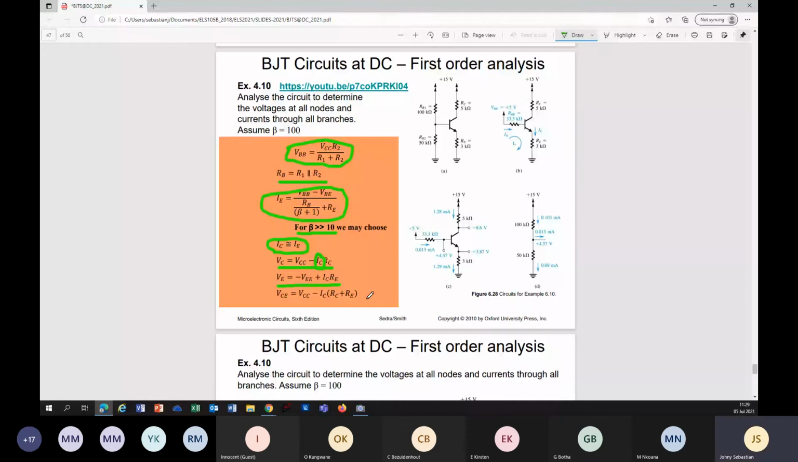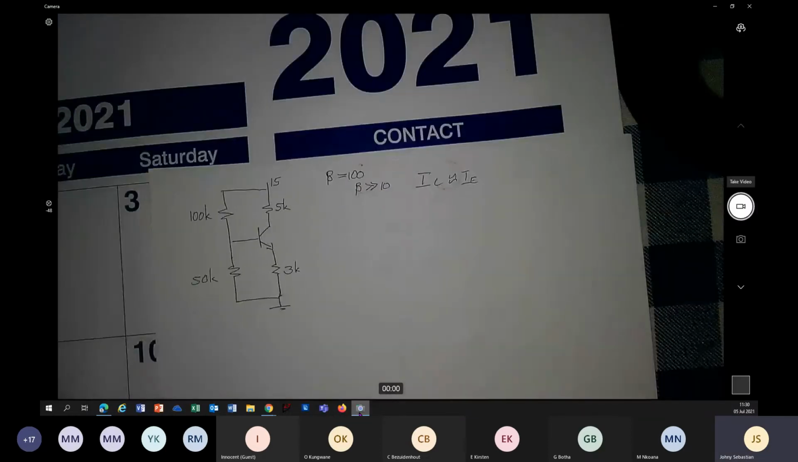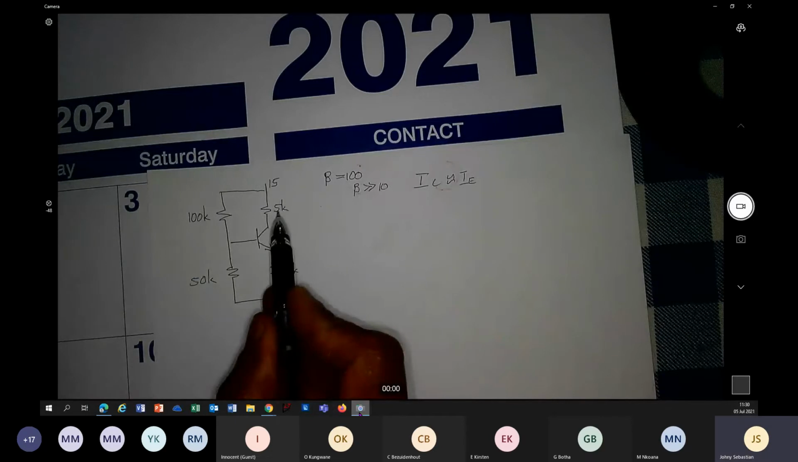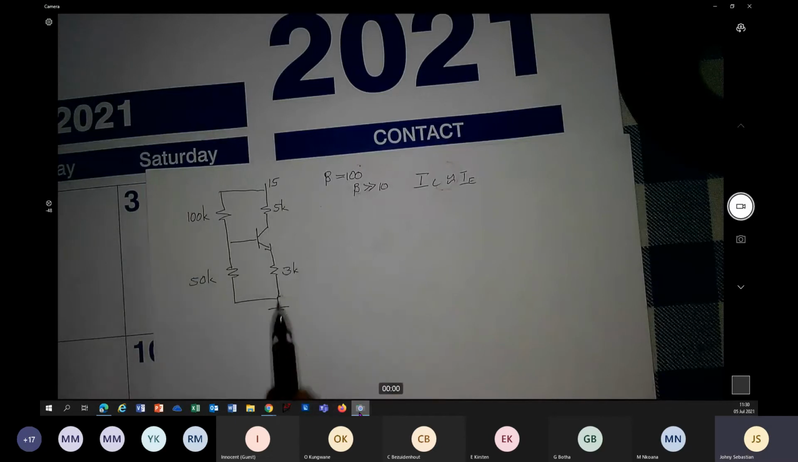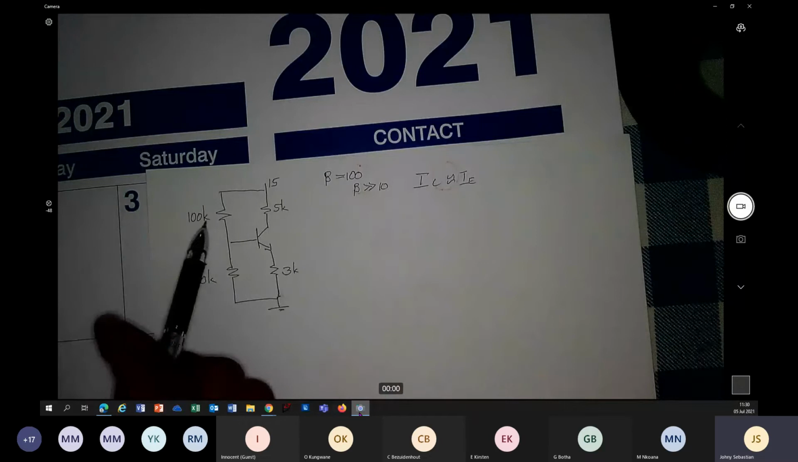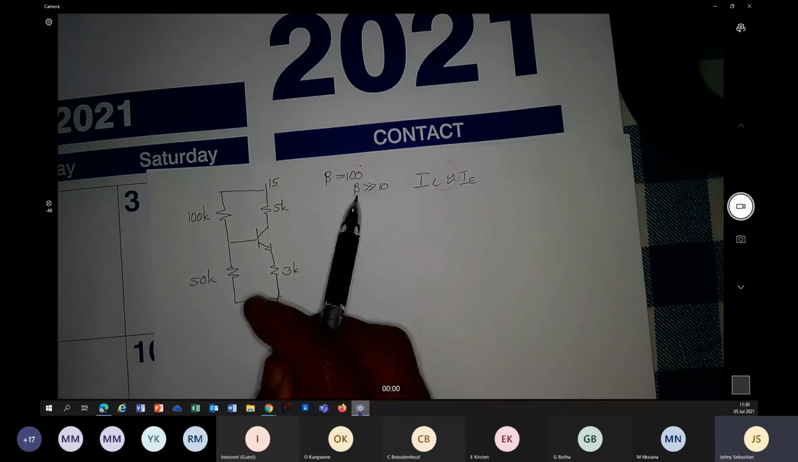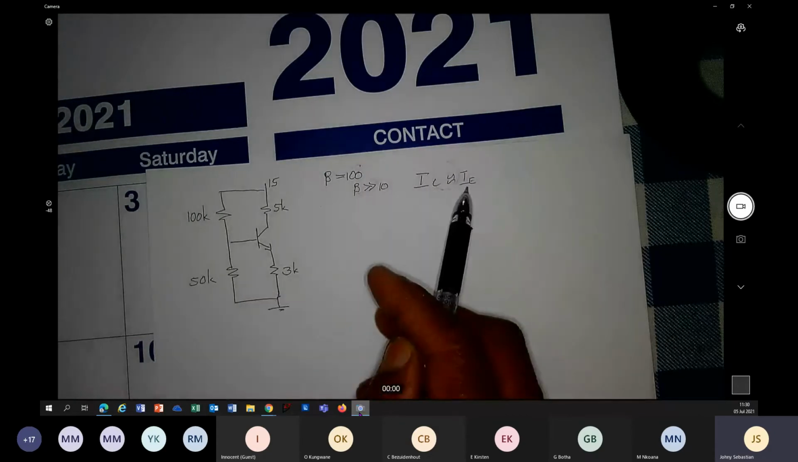Oh, sorry, nobody even reminded me that I wasn't sharing the camera with you. This is what I did. BJT with 5K, 3K, R1 is 100K, R2 is 50K. Beta is 100. That basically means beta is very much greater than 10 and IC equal to IE.